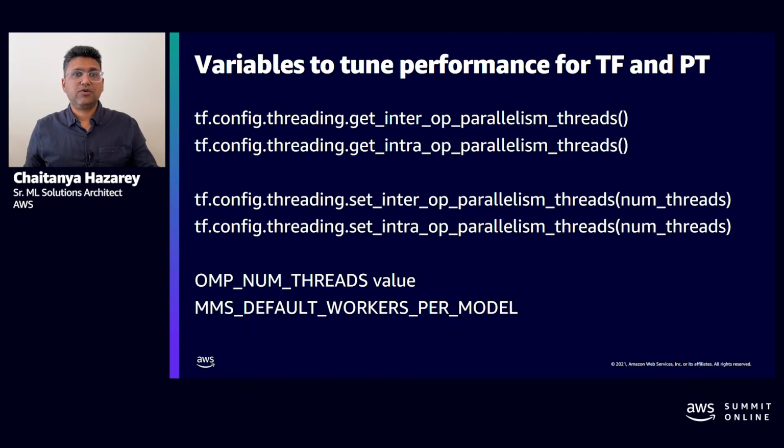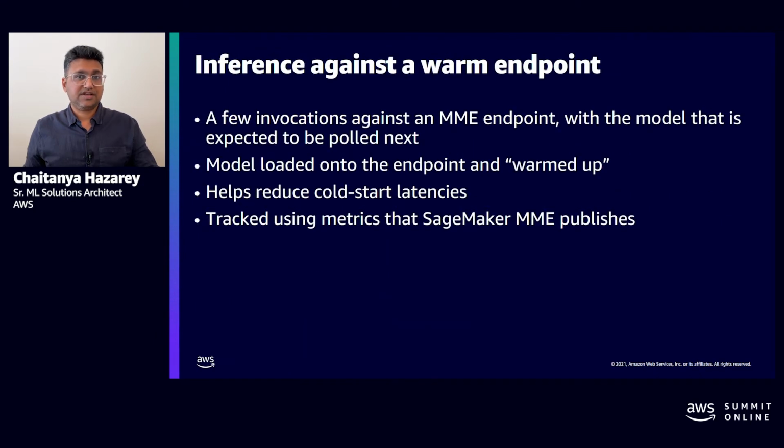Now, let's take a quick look at how you make sure your models are loaded onto the endpoint before the first invocations that matter are made. This is yet another way to improve the performance of your endpoint. As we saw in Syed's presentation, for a multi-model endpoint, if a model is invoked for the first time, it is downloaded from S3. To amortize this cold start, you might want to run a few invocations against an endpoint to warm up the endpoint. This helps to load up the model and keep it ready for future invocations.